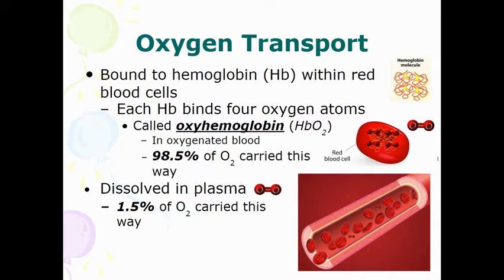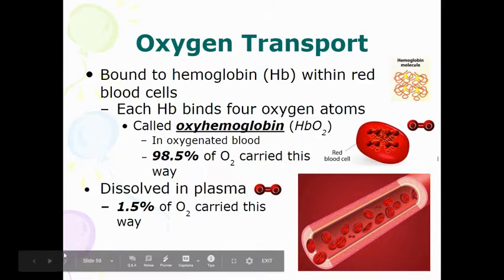98.5% of the oxygen is carried this way. So nearly all of our oxygen is being carried by the red blood cells, by the hemoglobin. Some is going to be dissolved in the plasma, and that's about 1.5% of oxygen. That's just going to be dissolved in the plasma of our blood.